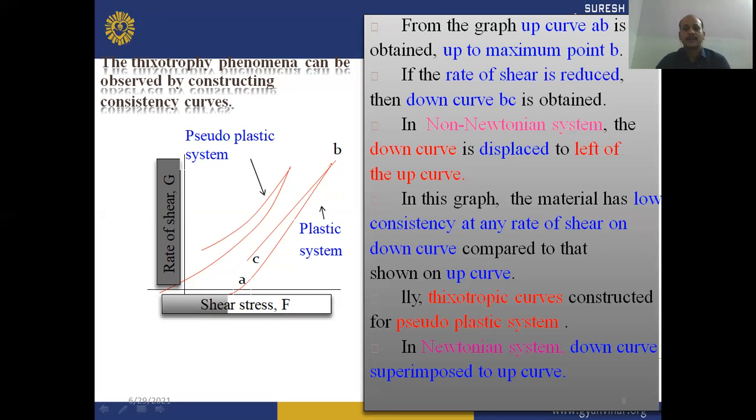In this graph, the material has low consistency at any rate of shear on the down curve compared to that shown on the up curve. So when we see this graph, we can easily compare the consistency at any rate of shear on the down curve as well as on the up curve. This is a typical thixotropic curve constructed for the pseudoplastic system. In a Newtonian system, the down curve is superimposed on the up curve. But in a non-Newtonian system, we can find different down curves as we see in this rheogram.